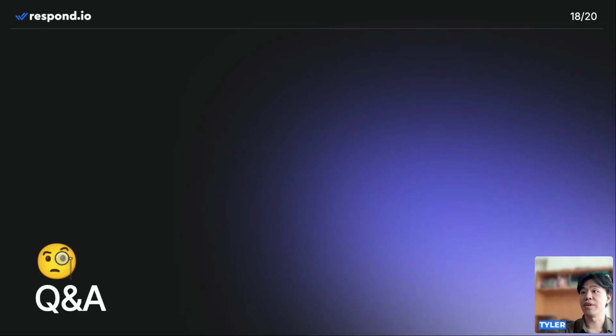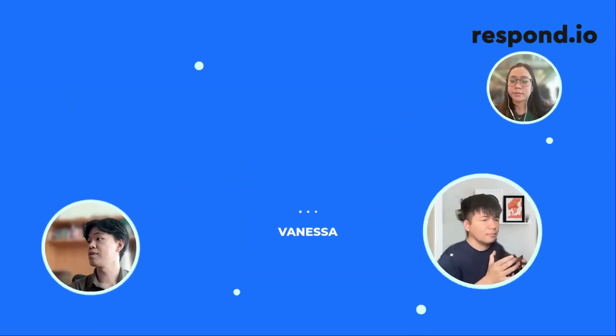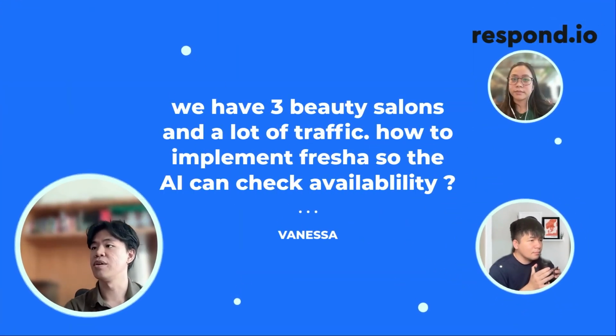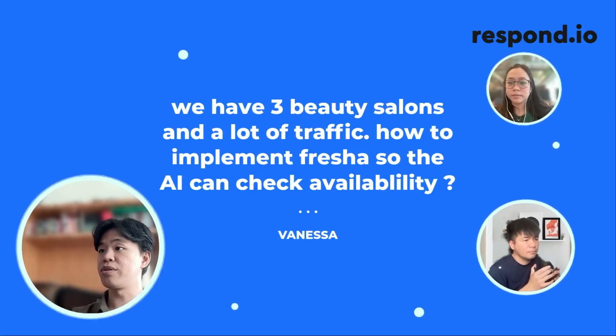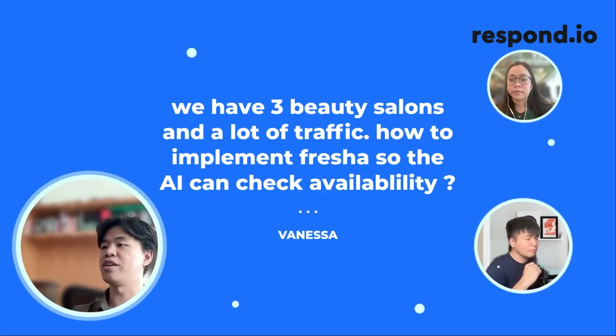All right, let's bring everyone here. Let's start with the first question. Vanessa: we have 3 beauty salons and a lot of traffic. How do we implement Fresha so the AI can check availability?